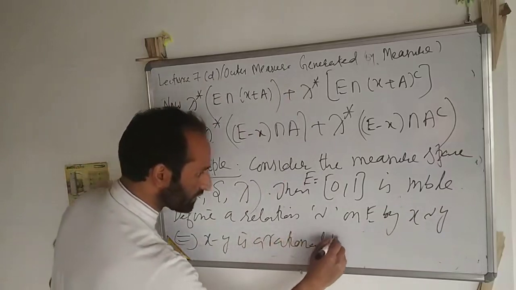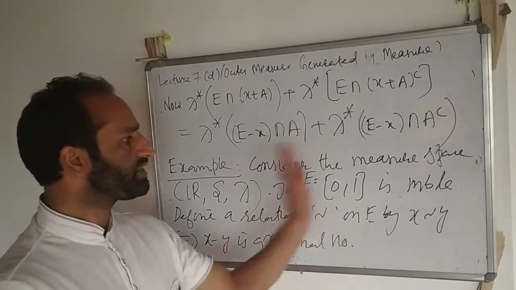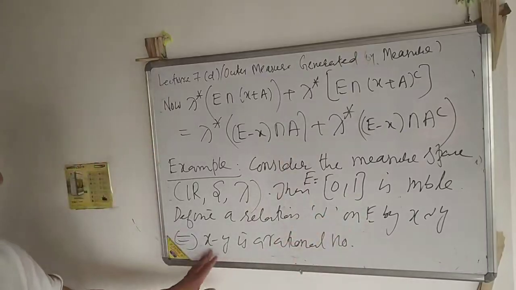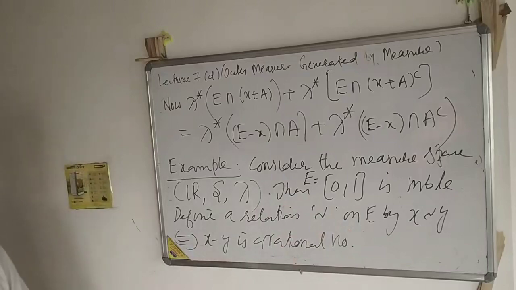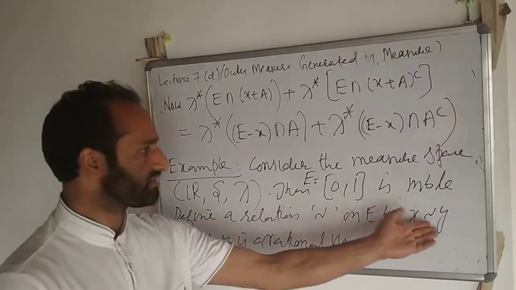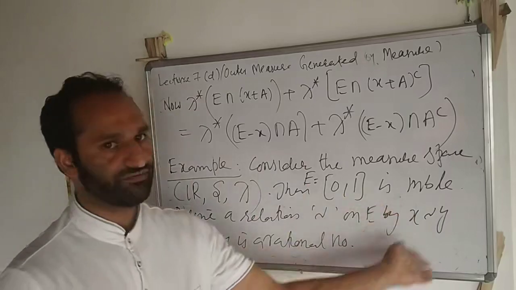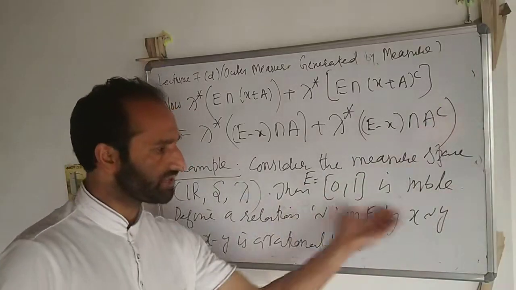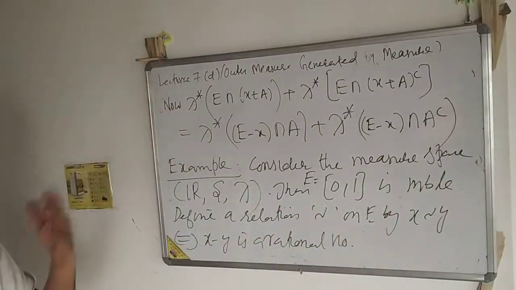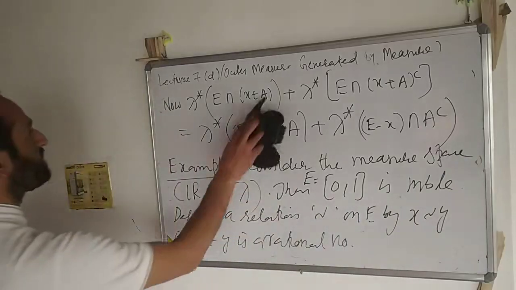number. Then you can easily verify that this relation is an equivalence relation. First, it is reflexive, because every element is related to itself, as the difference x minus x is 0, which is a rational number. Second, it is symmetric, because if x minus y is rational, then y minus x is also rational. And third, it is transitive, because whenever x minus y is rational and y minus z is rational, then their sum, which is equal to x minus z, is also rational. So this relation is an equivalence relation.